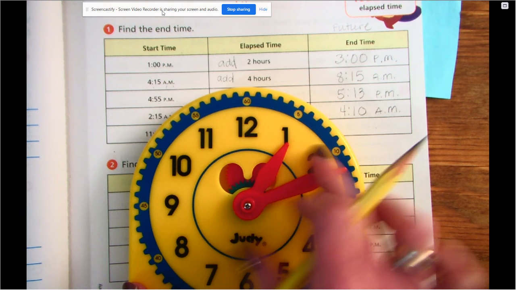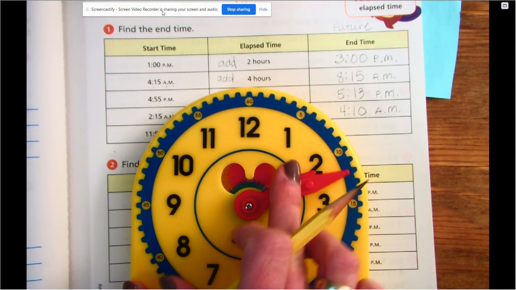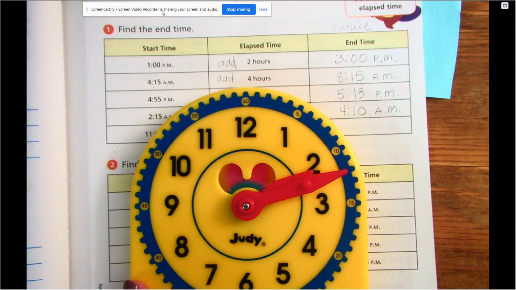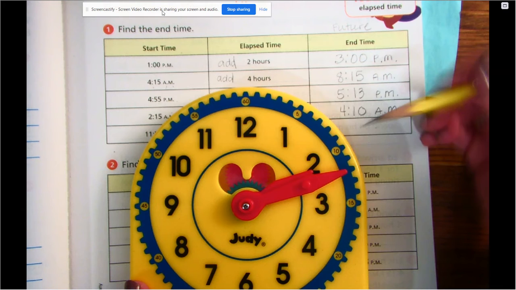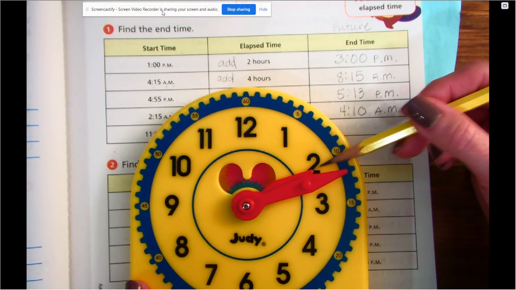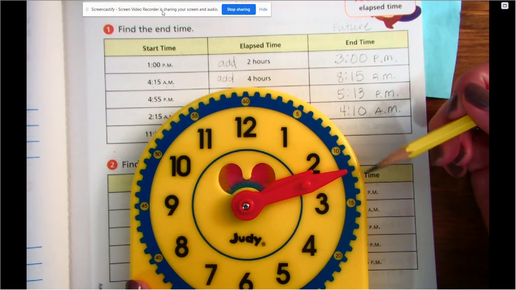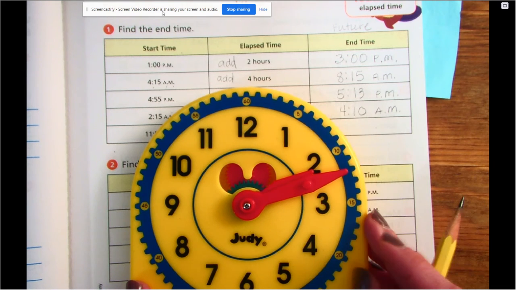And I'm going to go around twice and land on the 12-minute mark. Okay, so what time is that now? Think about my hour hand. All right, it's past 2. 2:12. It's 12 minutes after or 12 minutes past 2 o'clock.